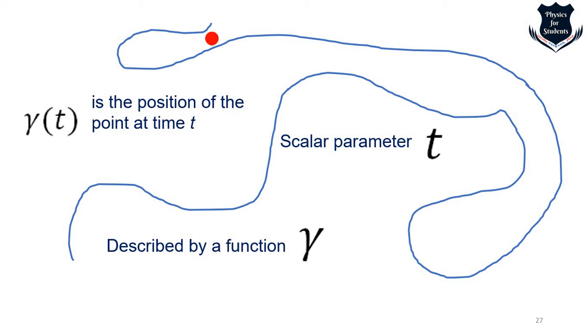Gamma of t is the position of the point at time t. The curve is described by a function gamma of a scalar parameter t with vector values, which we will come to see. So we use this idea to give our first formal definition of a curve in Rn, which is coming up. Before that, the scalar parameter t is described by a function gamma, and gamma of t is the position of the point at time t.